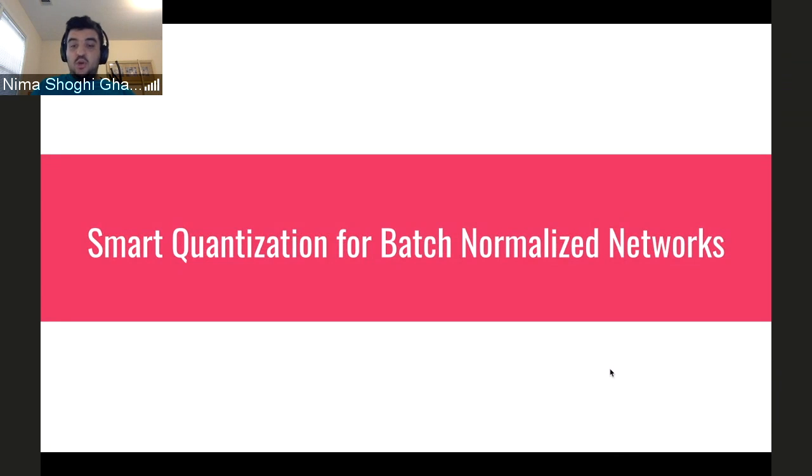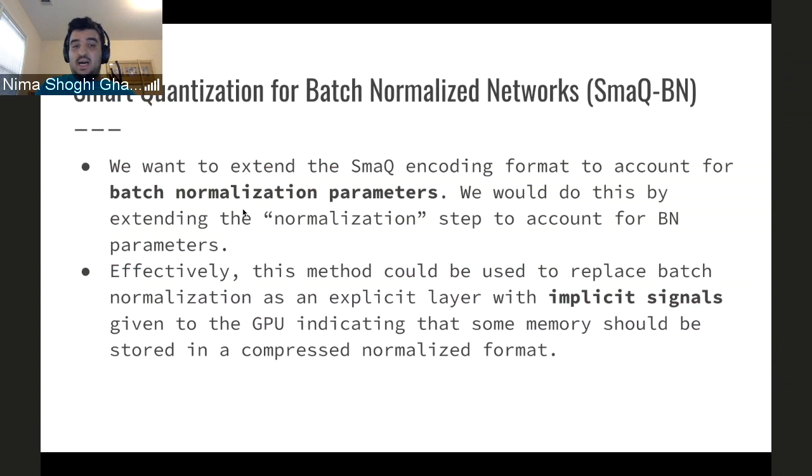So the new work here is that we want to extend this to batch normalized neural networks, and we want to implement the sort of hardware for it. Essentially, we want to account for these batch normalization parameters in our algorithm. And effectively, this could be used for replacing the batch normalization layer altogether, because if you noticed, our method is very similar to batch normalization. The only thing that it lacks is the gamma and beta parameters.